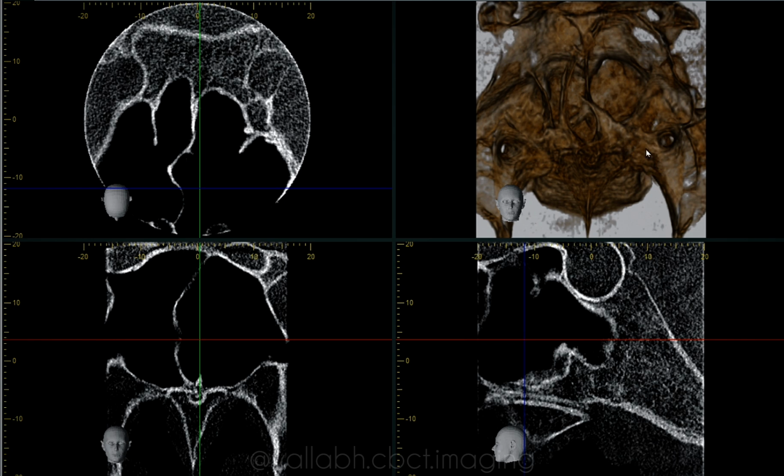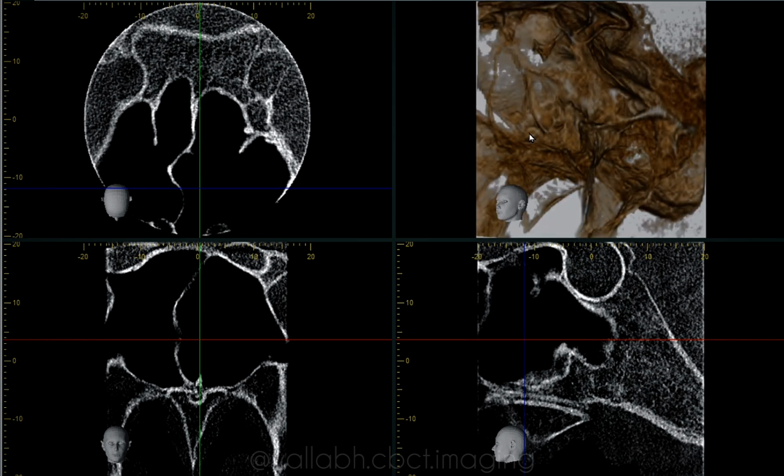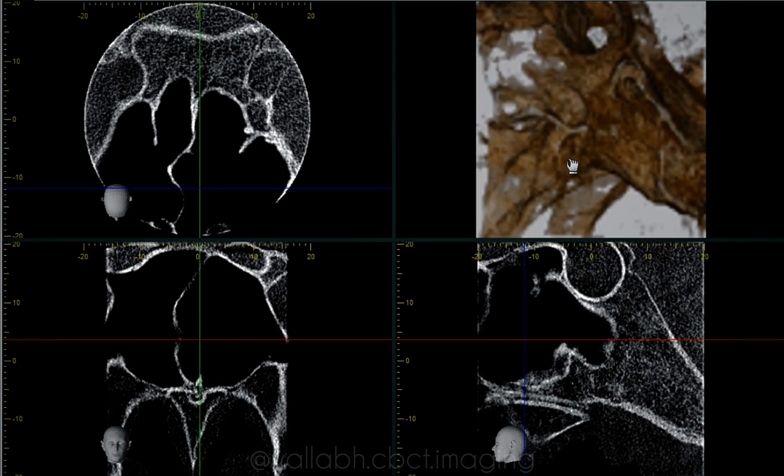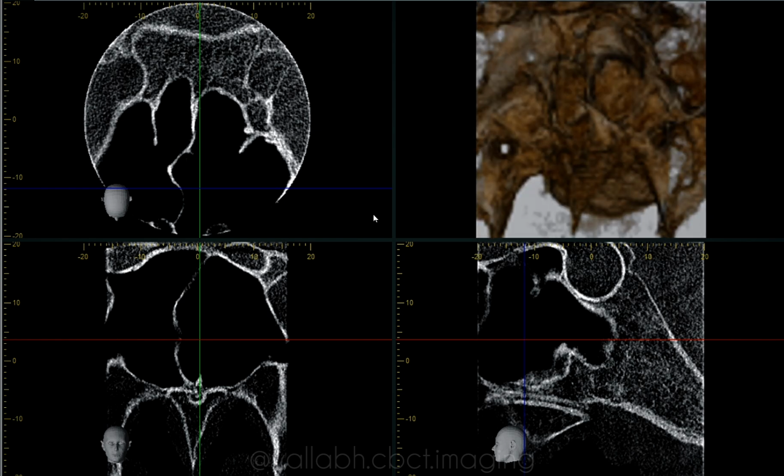Okay, here is the nasal cavity and it is located posterior to superior meatus of the nasal cavity, and this is the clivus. Okay, so this is the sphenoid bone.